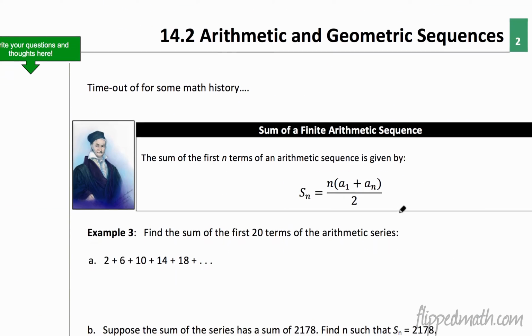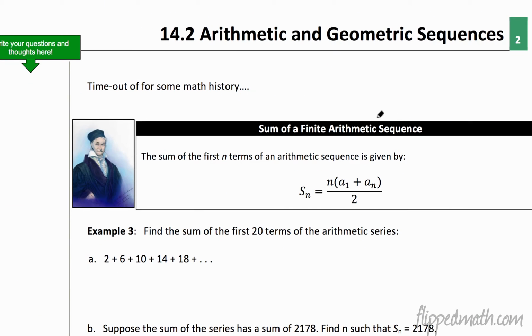Next section right here, we're going to talk about timeout time. Take a timeout. We're going to watch a little YouTube video. Not television this time. Actually educational.